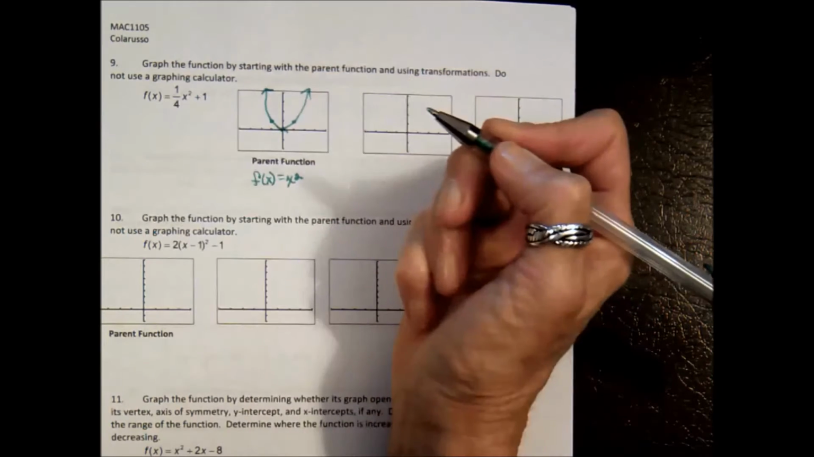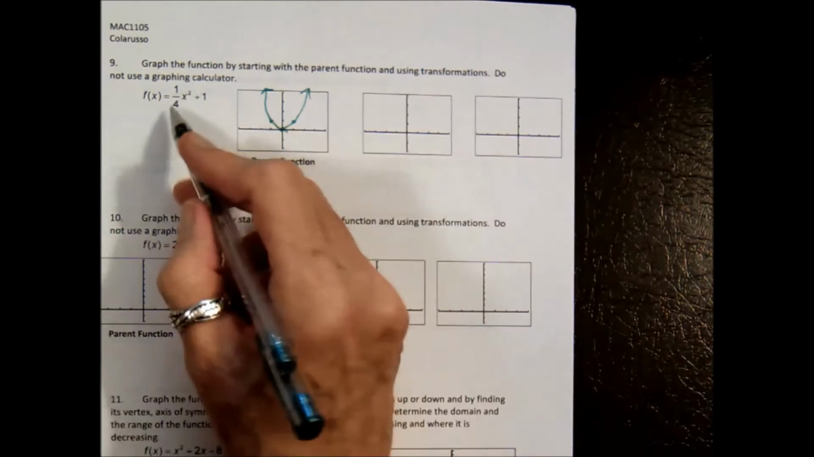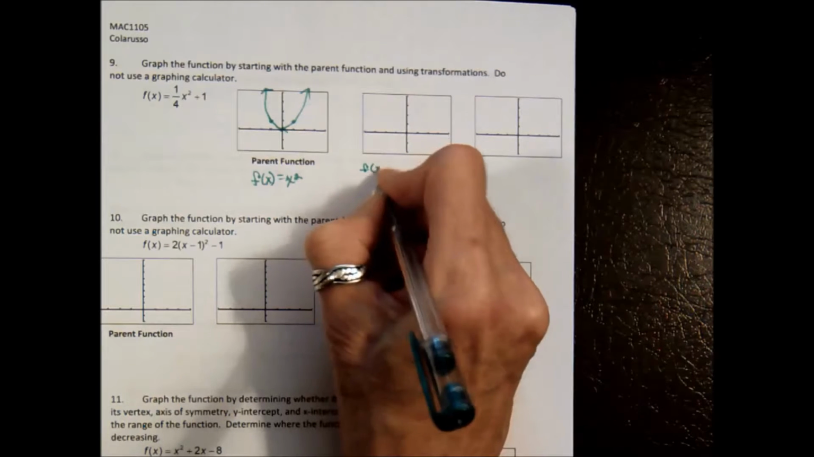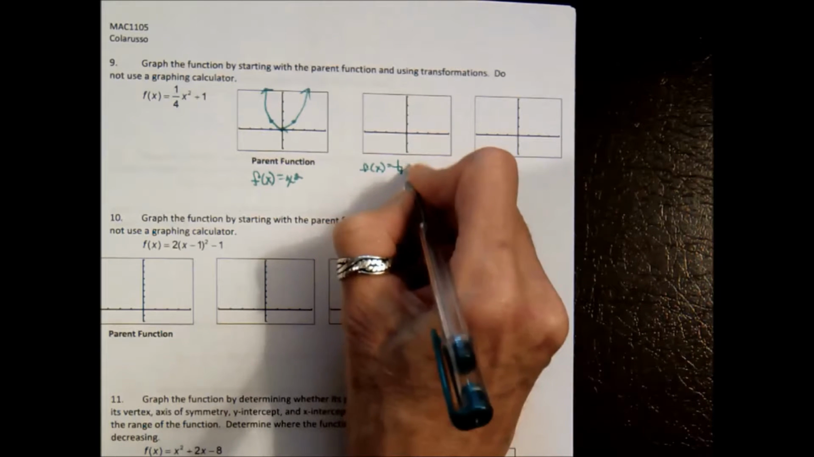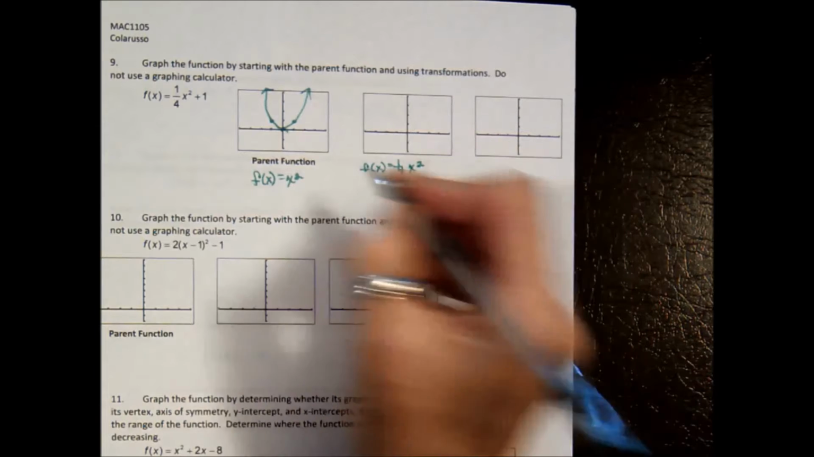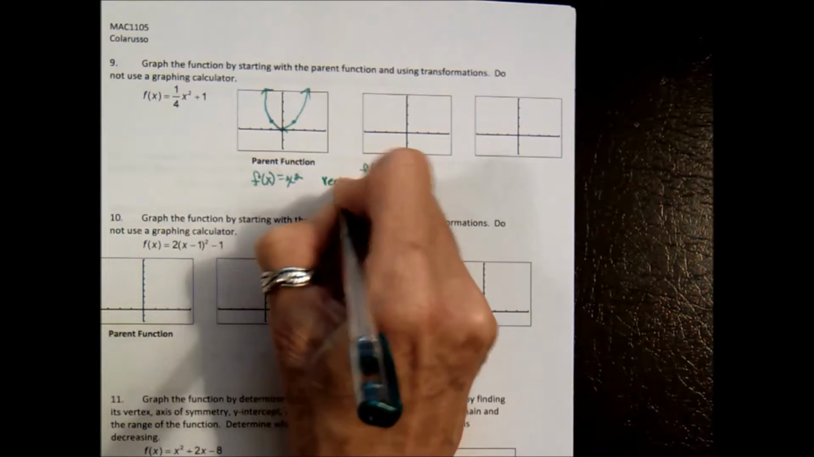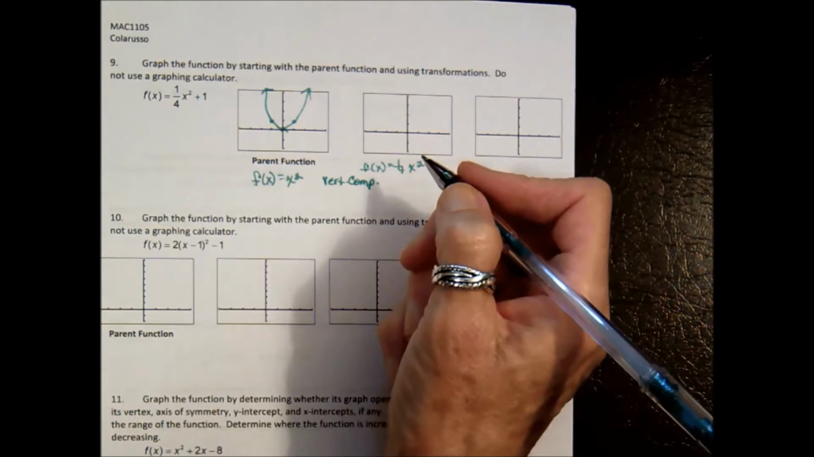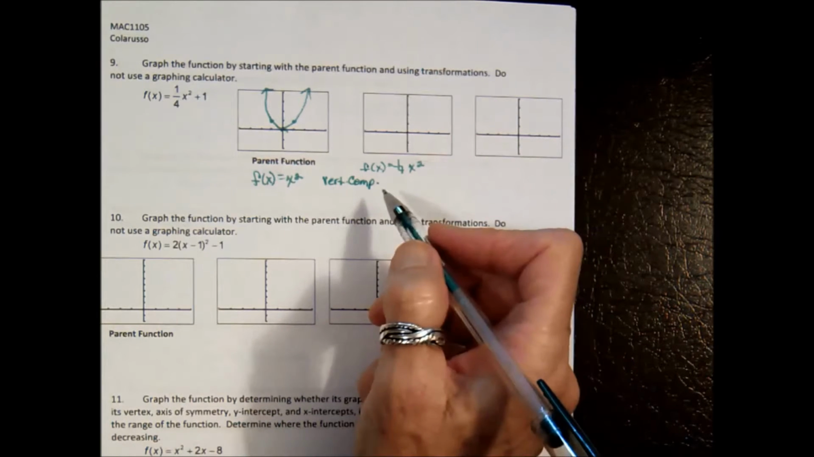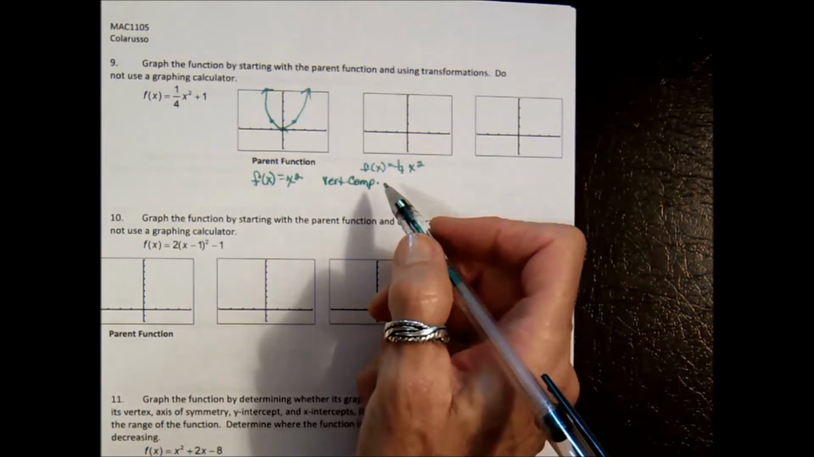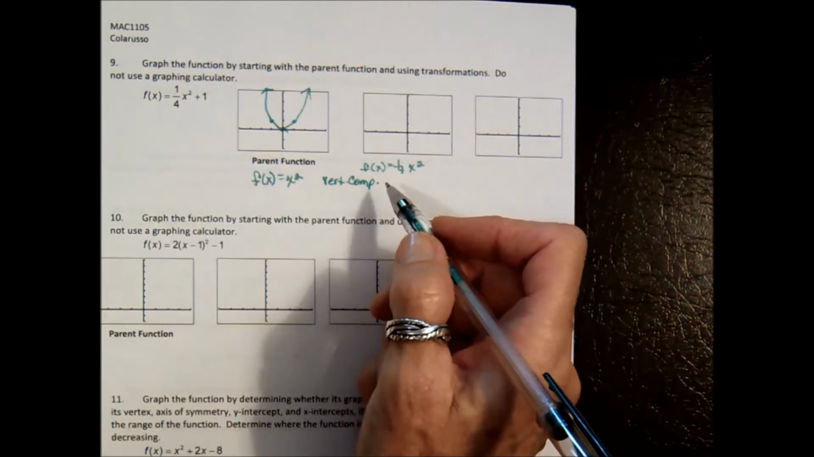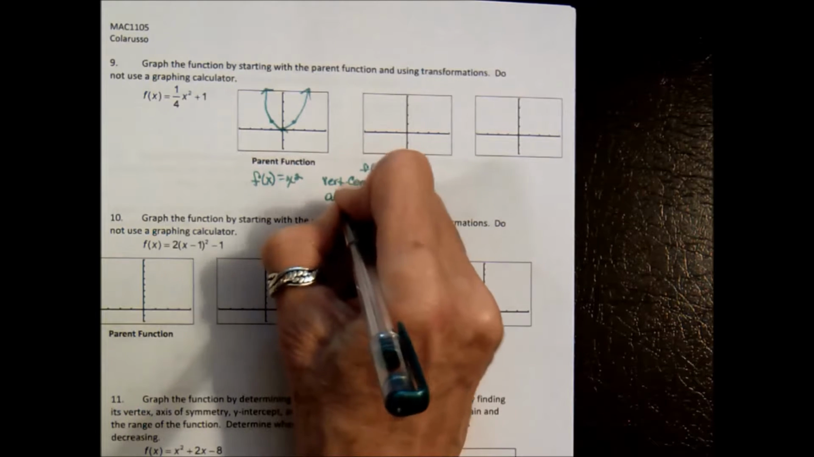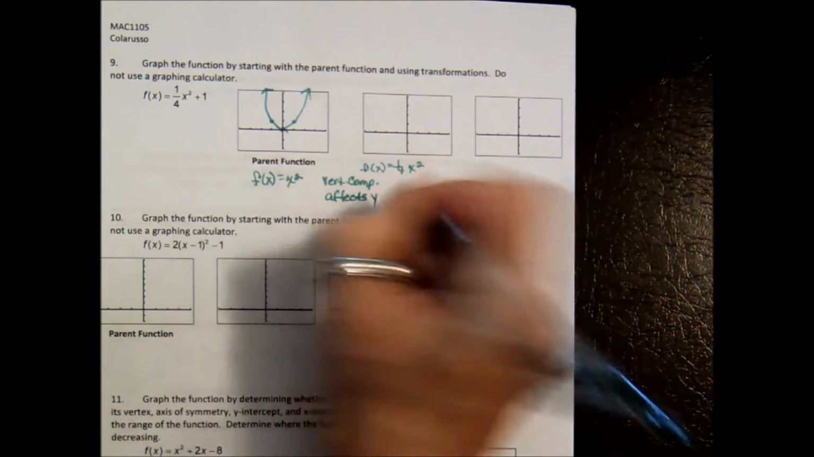Now, the next one is I'm going to put on this 1/4. So it's going to be f of x equals 1/4 times x squared. That is a vertical compression. And what does it affect? You're going to see that it affects our y. It affects the y. Let's do a few points here like we did on the last one.